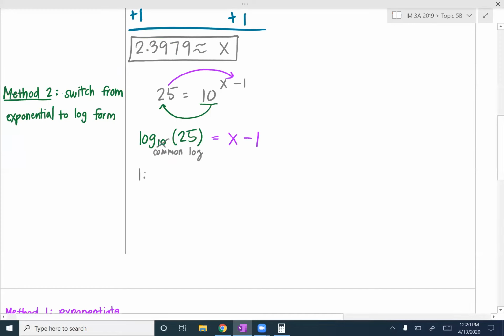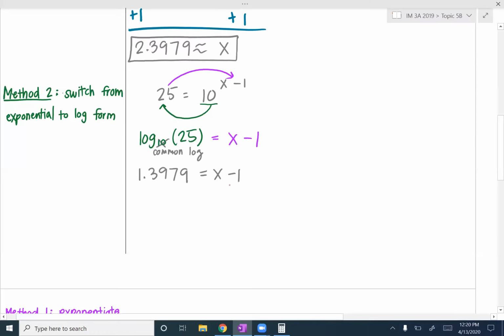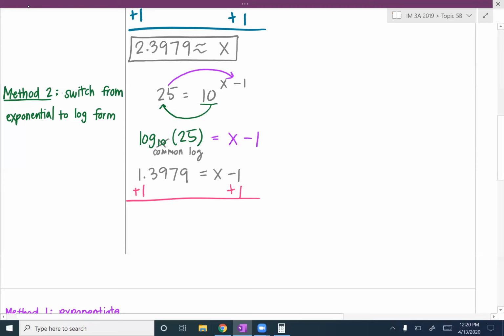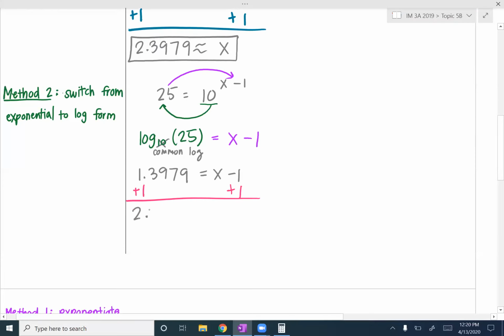So I get 1.3979 is equal to x minus 1. And then the same step happens here where I have to add 1 to both sides to isolate, which means that x is still 2.3979. So I should be getting the same answer for these problems because, again, I'm just changing the method, not the problem. Okay, so it's your choice which method you use when you're doing your work. I'm just going to show you both for each problem.